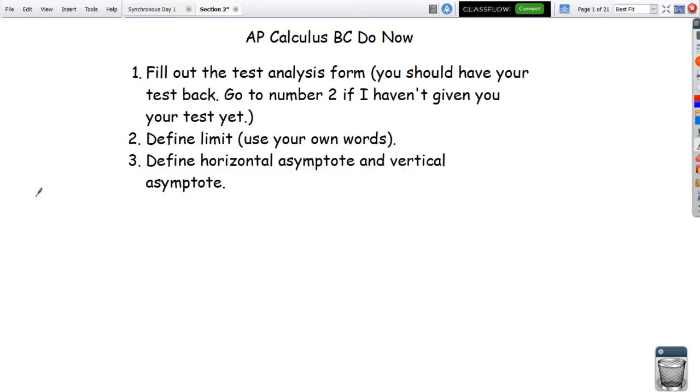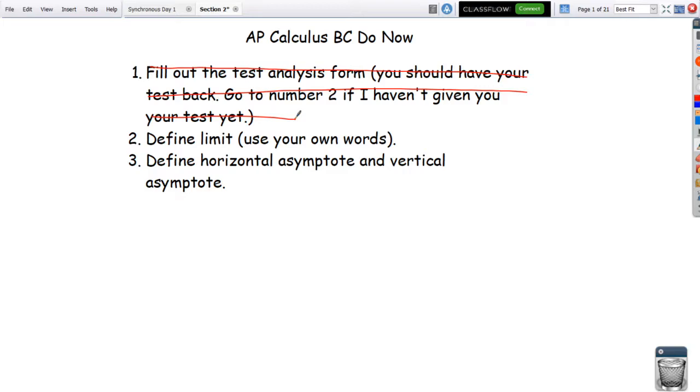The do now, you're obviously not going to be able to do number 1, so let's just get rid of that one right there. But you should be able to define limit, and you should be able to define horizontal asymptote and vertical asymptote. Pause the video, do those, and then come back in just a second.